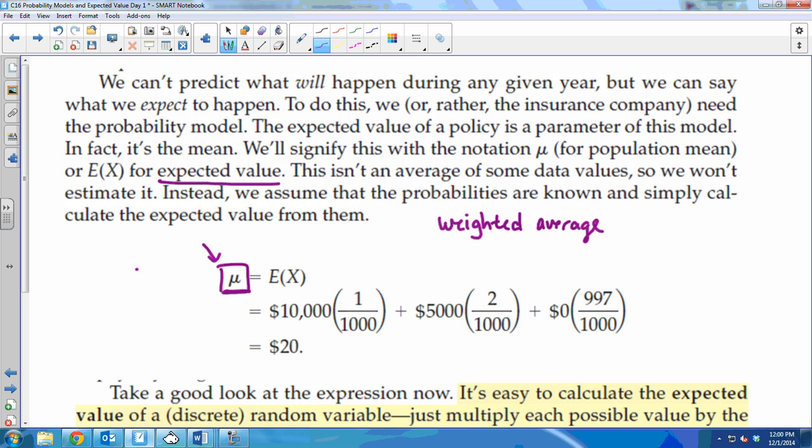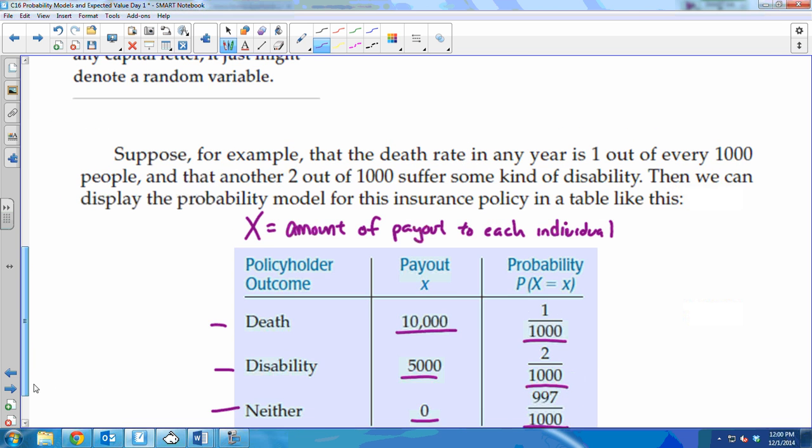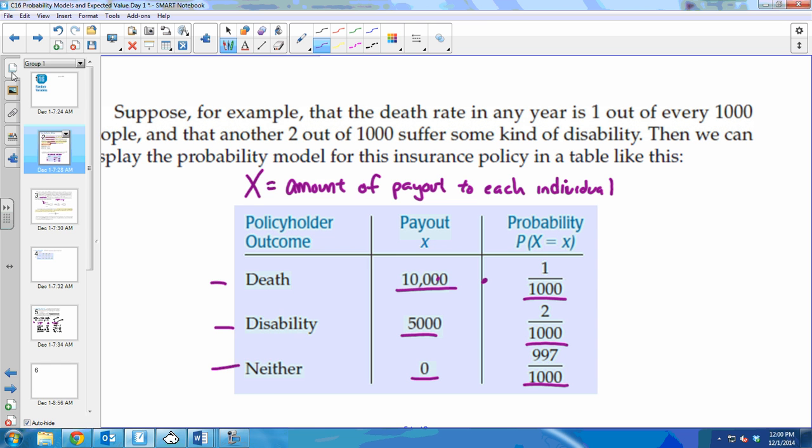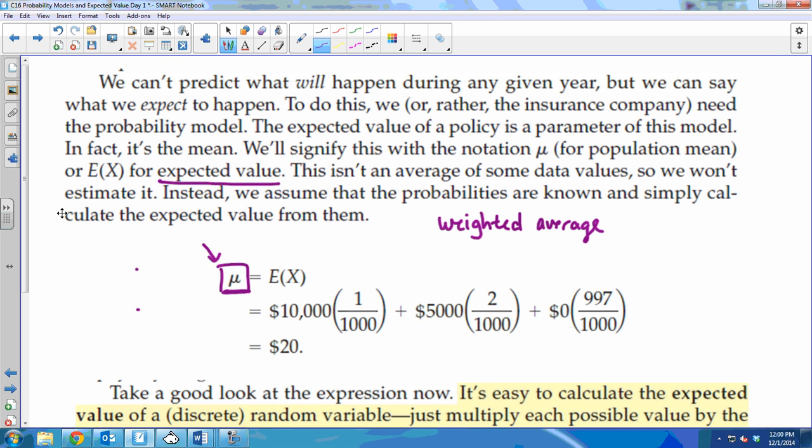Here's an example with the insurance question. If you go back to the model, if I find a weighted average, I'm going to take each payout and multiply by its probability and then add it all together, right? So that's what we're doing. It shows me here that the expected value with this insurance risk situation is $20. Remember, X was individual payout. So you're paying $50, and on average, they're going to pay out to you $20.